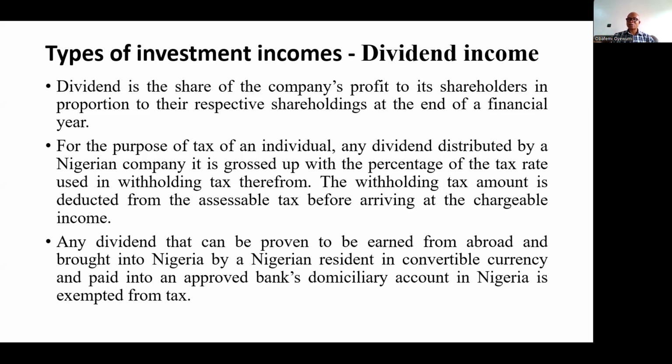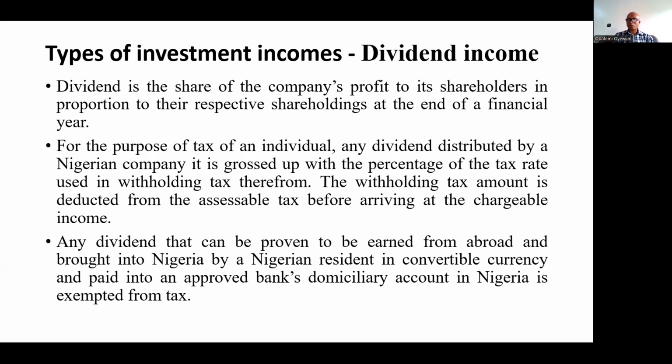Why? Because withholding tax must have been deducted before it is paid. Whatever anybody receives in this part of the world, Nigeria, the withholding tax must have been removed from it before it gets to the shareholder. So for the purpose of tax, that same thing must be grossed up. Grossing up means that you're going to use the same rate of withholding tax that they used in calculating the withholding tax to gross it up, bring it to 100%. That's the means of grossing it up.